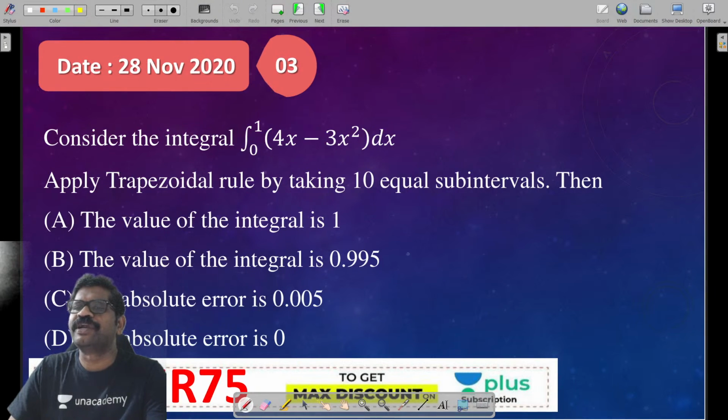So 0.995 is true. So the value is 1 is false. So first option is false, second option is true.